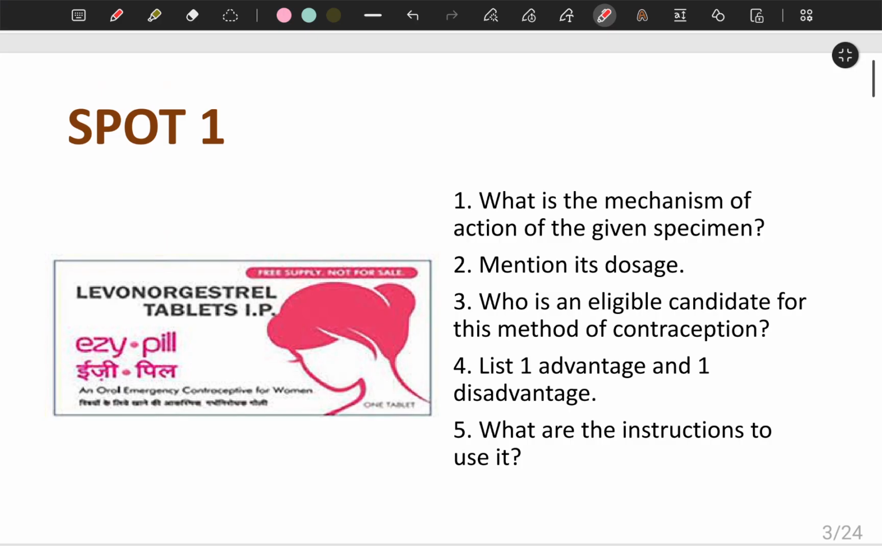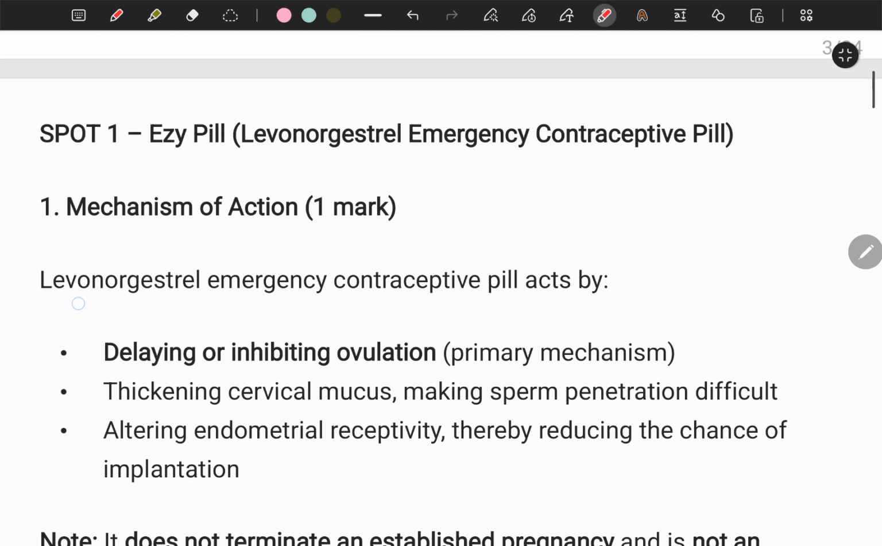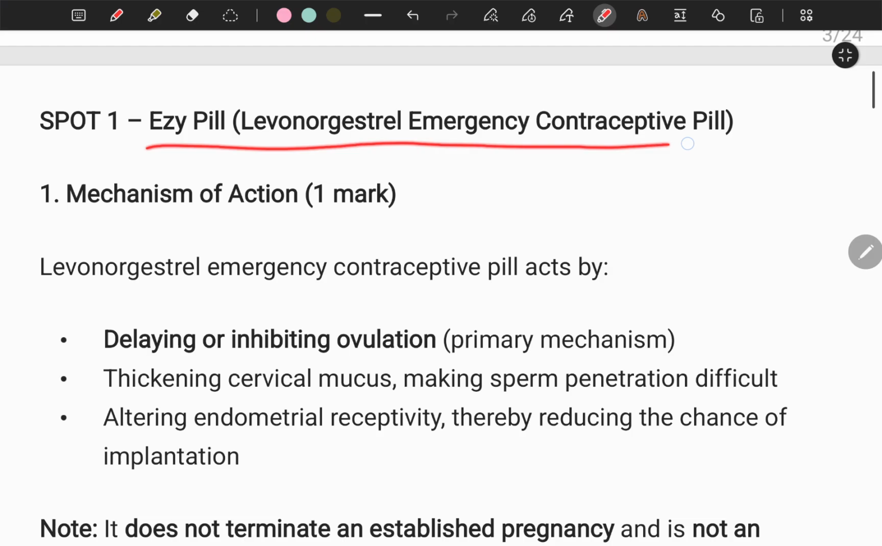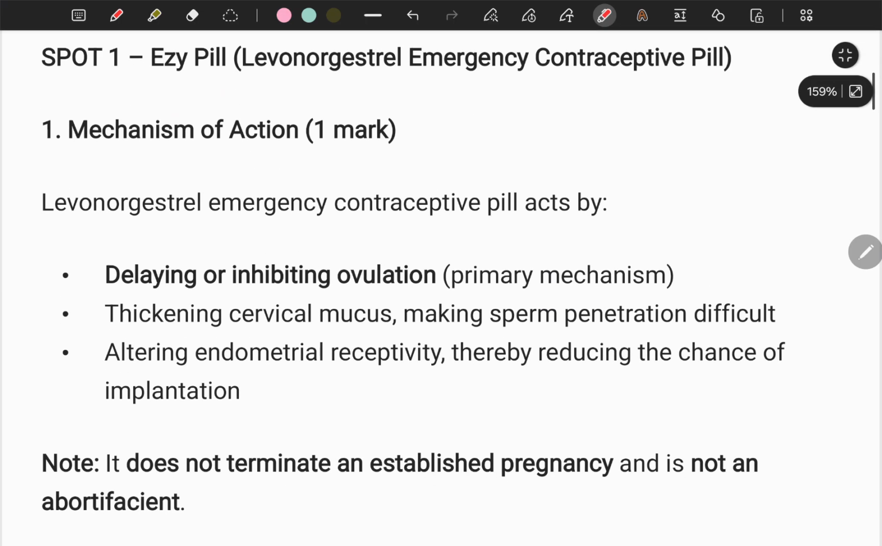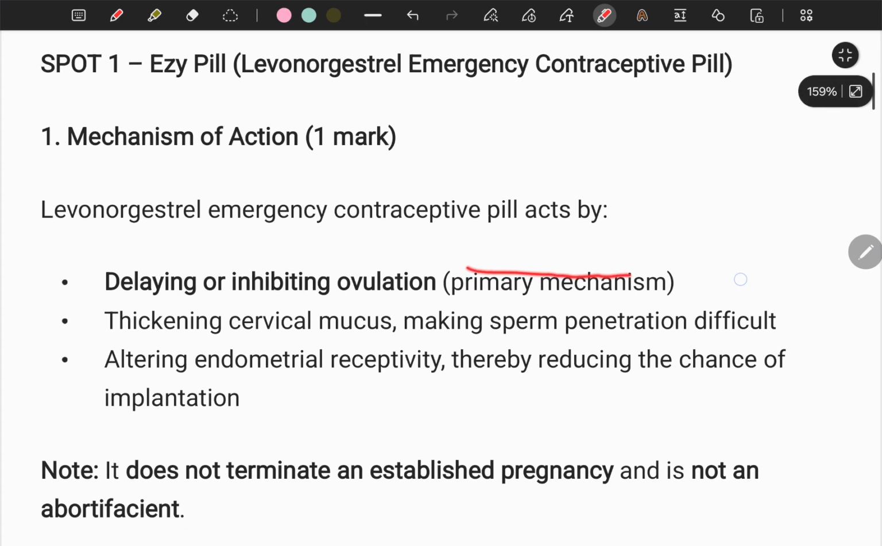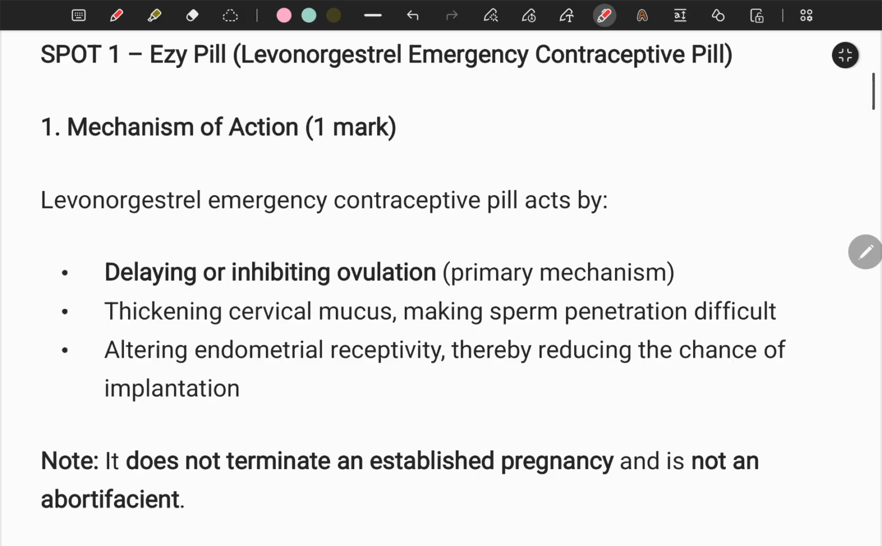So spot 1 is Levonorgestrel tablets, easy pill, and there are 5 questions given. So first question, let us see. What is the mechanism of action of the given specimen? Okay, so this is the easy pill, Levonorgestrel emergency contraceptive pill. Mechanism of action, so it acts by delaying or inhibiting ovulation. This is its primary mechanism. Ovulation inhibit karna ya delay karna.